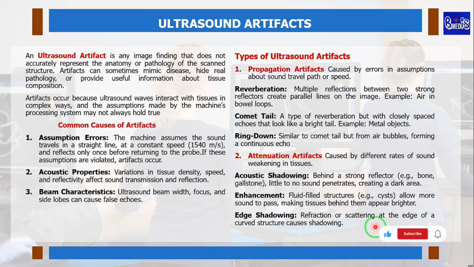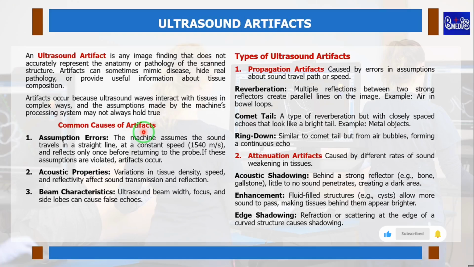Okay, so let's take a look at a very important aspect of ultrasound physics, which we call ultrasound artifact. An ultrasound artifact is any image finding that does not accurately represent the anatomy or pathology of the scanned structure. Artifacts can sometimes mimic disease, hide real pathology, and provide useful information about tissue composition. Artifact occurs because ultrasound waves interact with tissues in complex ways, and the assumptions made by the machine's processing system may not always hold true.